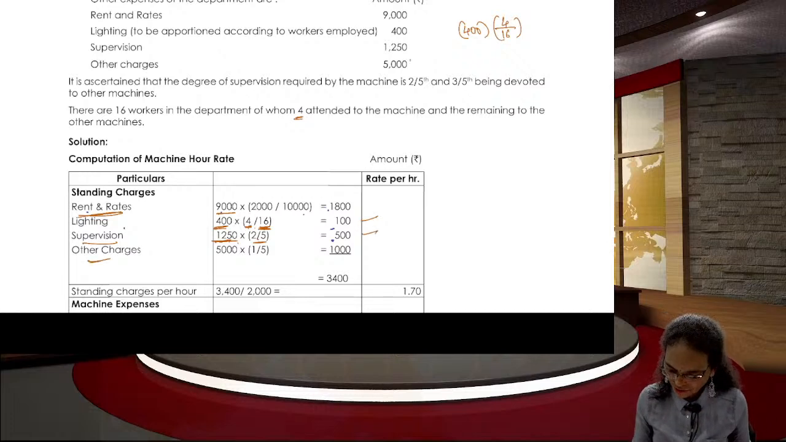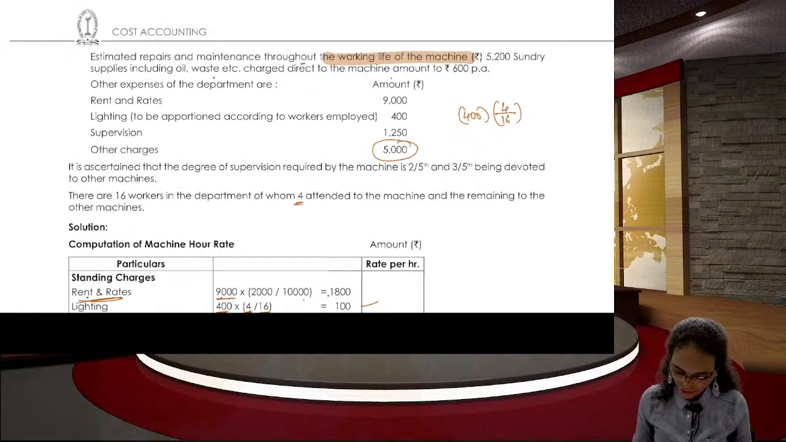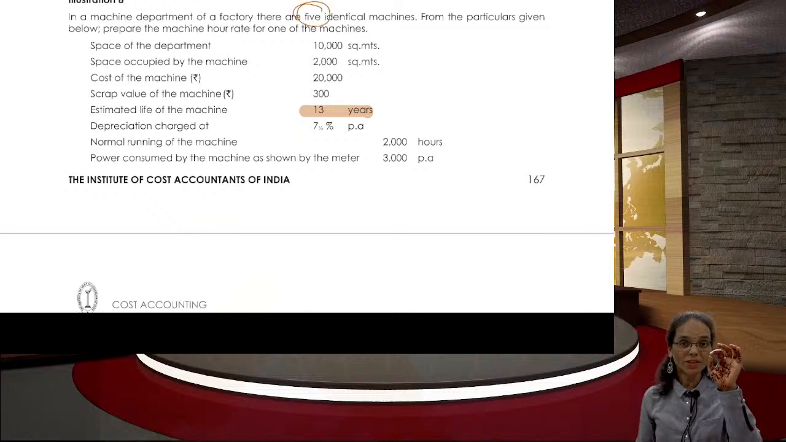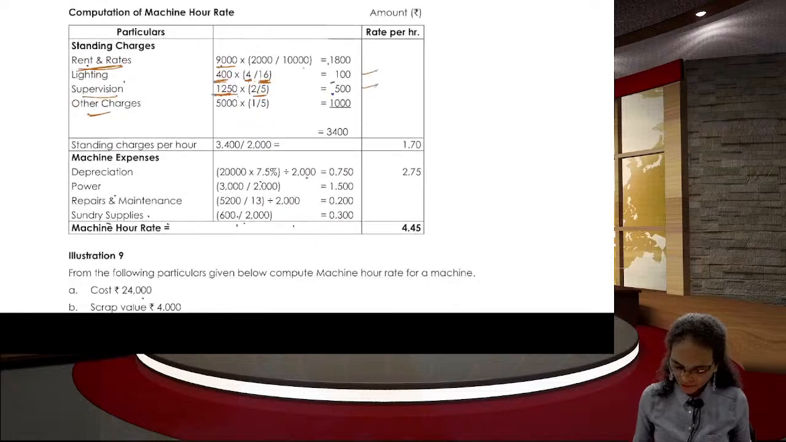And other charges are 5,000 rupees. But how many machines are there in the factory? 5 machines. If it is specifically charged to this particular machine, you charge it to this machine. But if it is a completely overall factory charge, then you charge it to all the machines we have. So we have 5 machines here. So 5,000 into 1/5 belongs to this machine for the other charges.